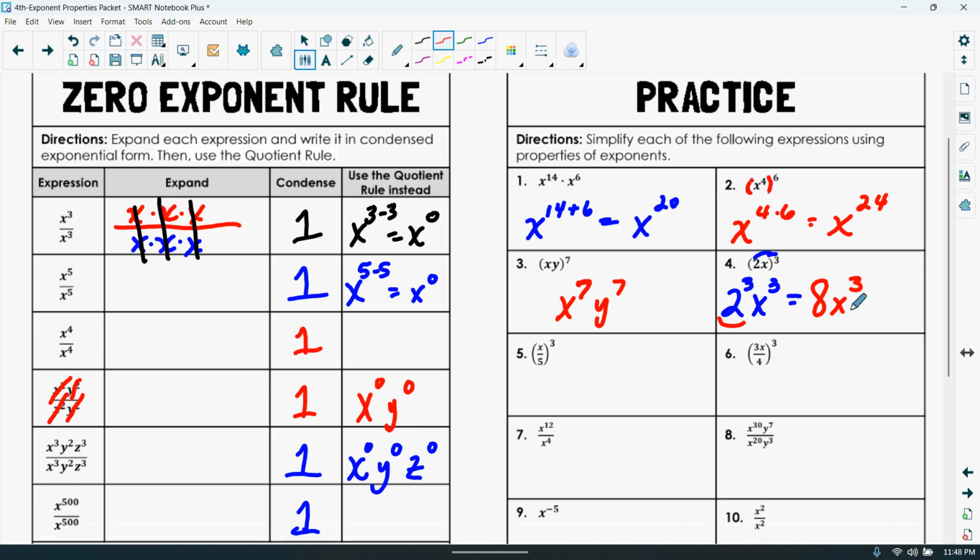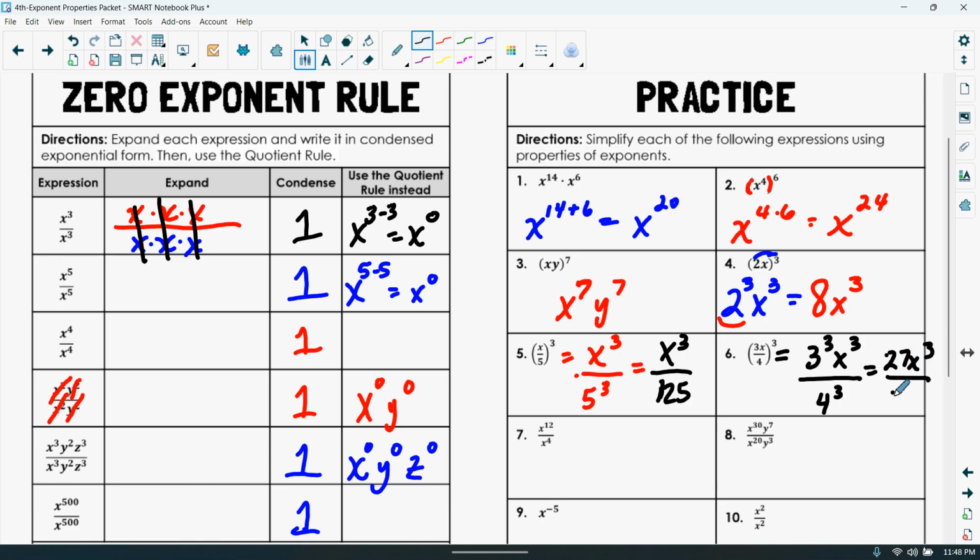Now, if it's a quotient to a power or a division, we do basically the numerator to that power and the denominator to that power. This actually reduces to x to the third over 125. Let's see if we can try and set this one up correctly. So this is 3 to the third power, x to the third power, and 4 to the third power. We did one like this. It is 27x to the third over 64.